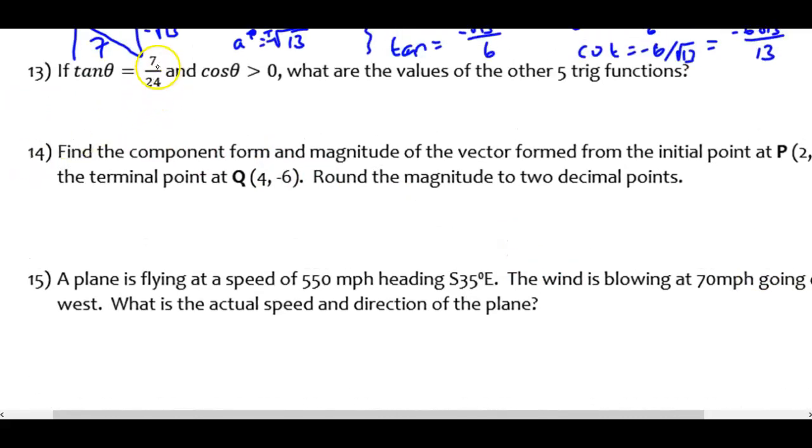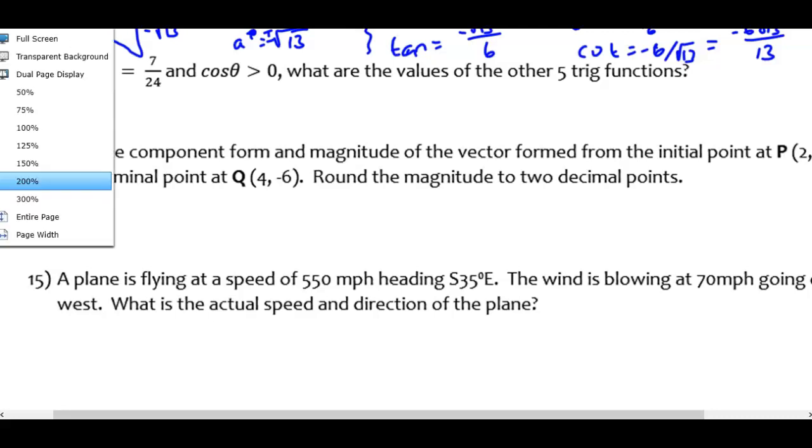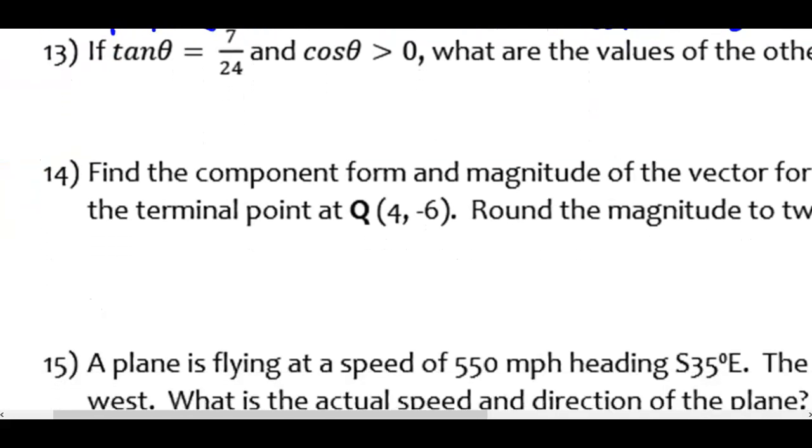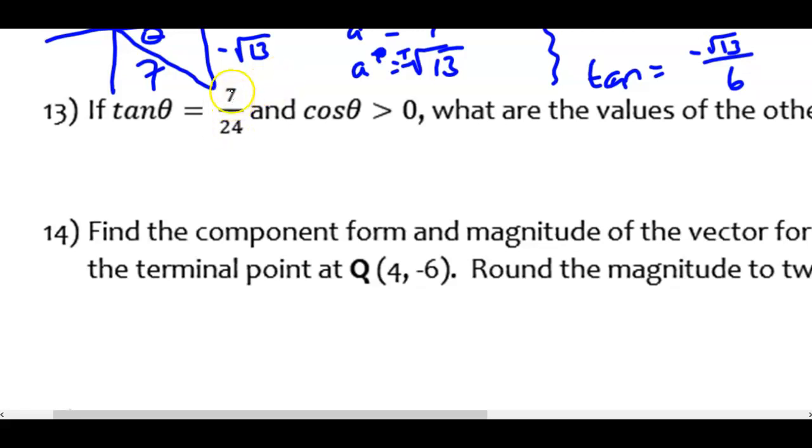Hey, if tangent is 7 over 24 and cosine is greater than 0, what other values of the trig identities? Alright, same type of problem. You know how tangent is sine over cosine? But cosine is greater than 0, which means cosine is positive. So that's the first quadrant.